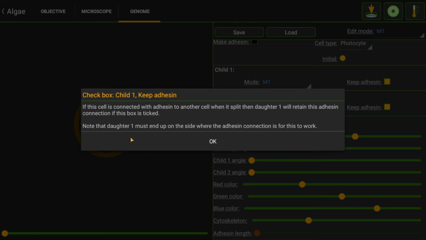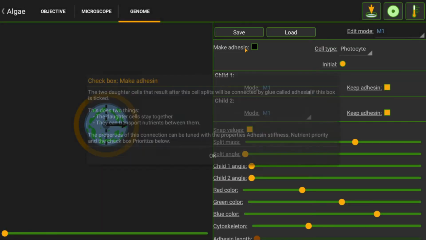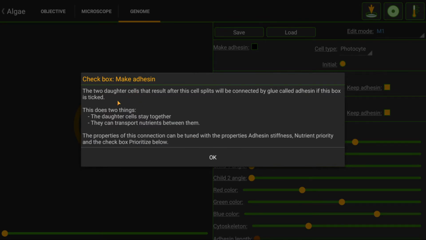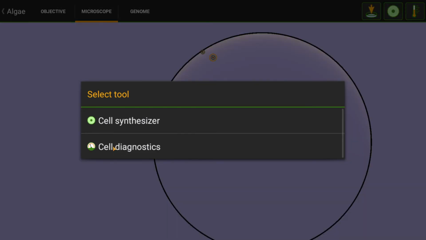If you don't know what adhesion is, it's basically an option for when the cell splits. It sticks to, or both of the children stick to each other, and share nutrients. After tinkering around with it for like 10 minutes, I eventually, I think, looked at the hint and got them to place in the right spot, so I was starting to make progress.